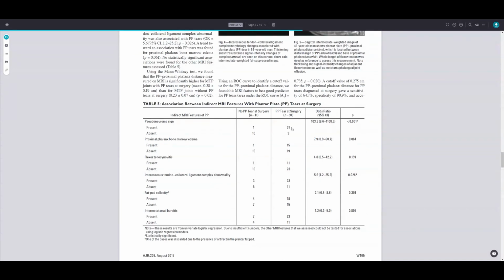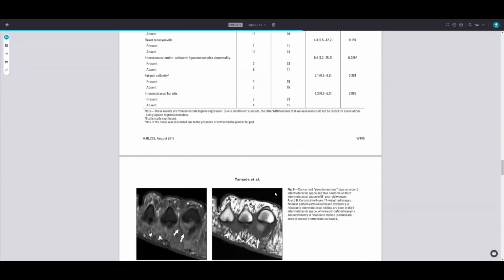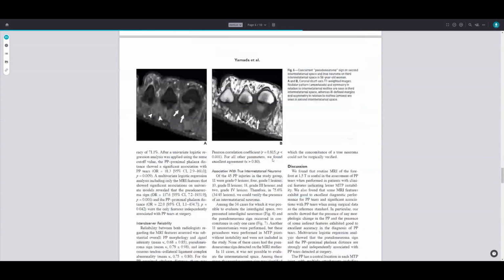Almost all of these patients that had a pseudoneuroma sign had a plantar plate tear at surgery. And interosseous tendon collateral ligament complex, many of them also had that. So being able to identify these features with clarity will help us to stratify our patients.